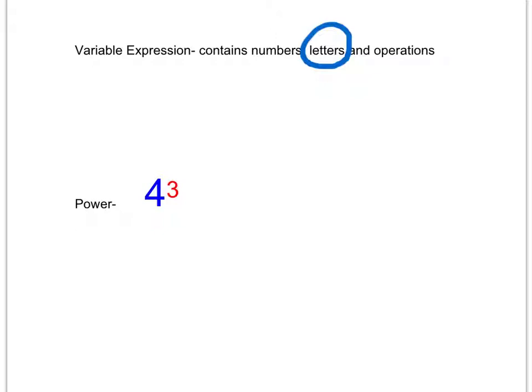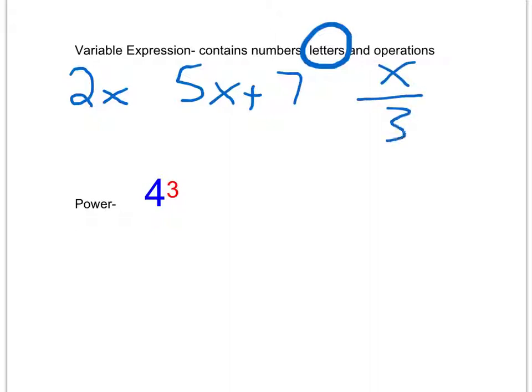Examples of variable expressions would be like 2x, 2 times x, 5x plus 7, x divided by 3. Those are all variable expressions because they have letters and operations and numbers. Another thing you need to know that you probably know already is power. A power, you're going to have to know how to evaluate that, and we'll talk about what that means.